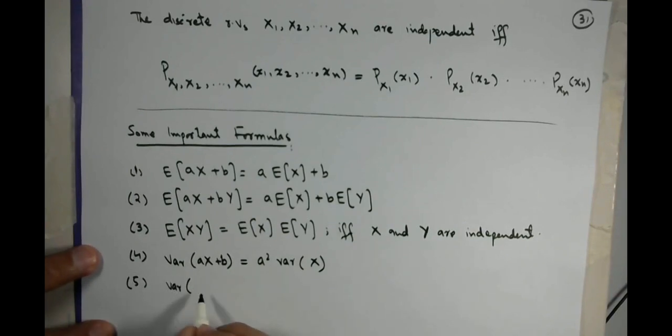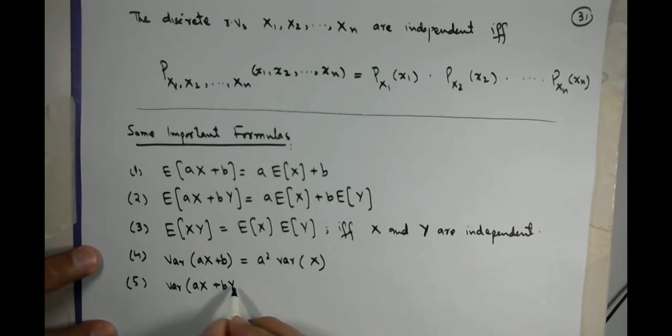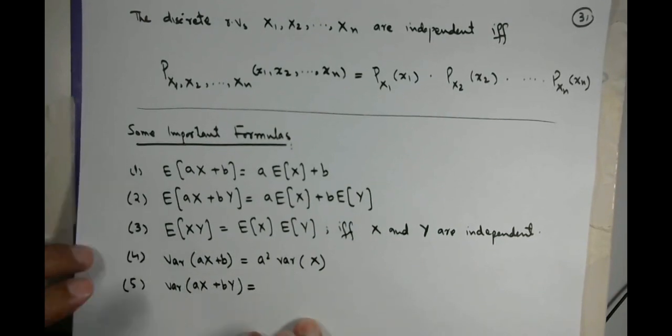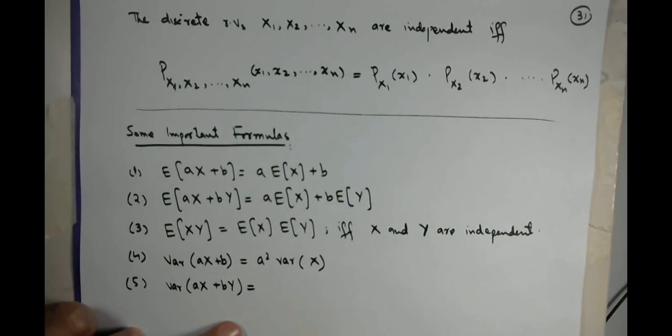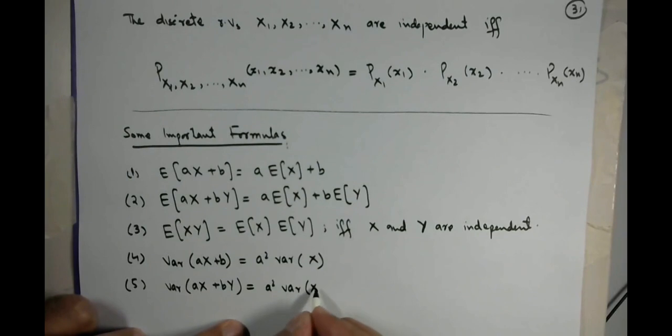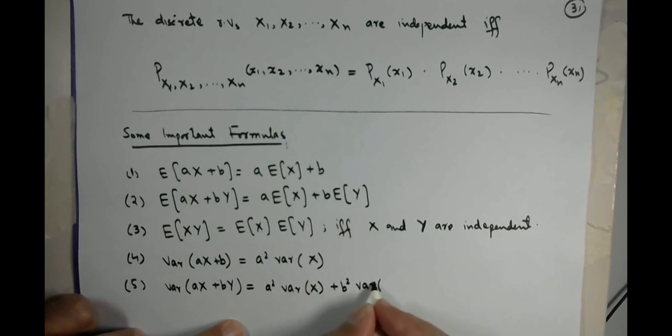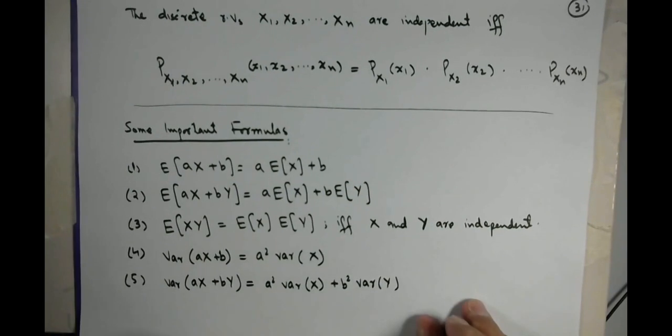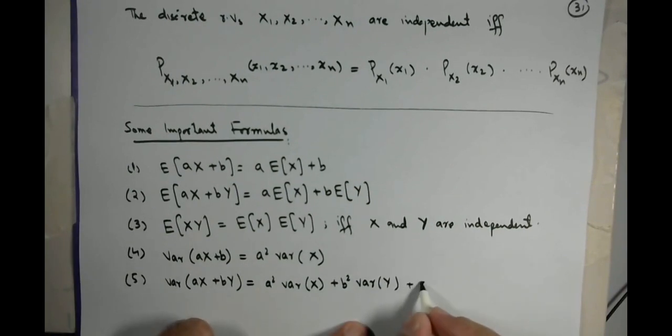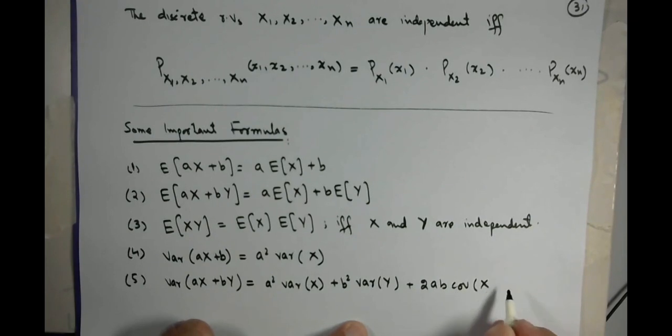variance of ax plus by. Now two random variables are involved. Variance of ax plus by is a square variance of x plus b square variance of y plus 2ab times covariance of x and y.